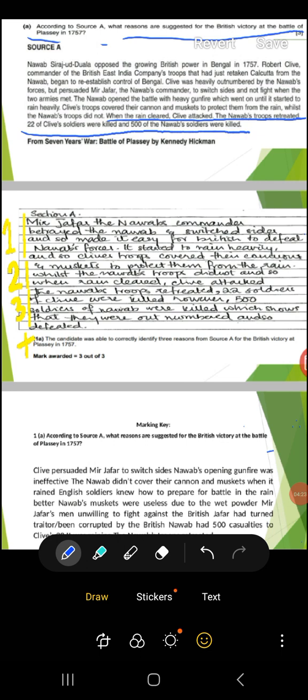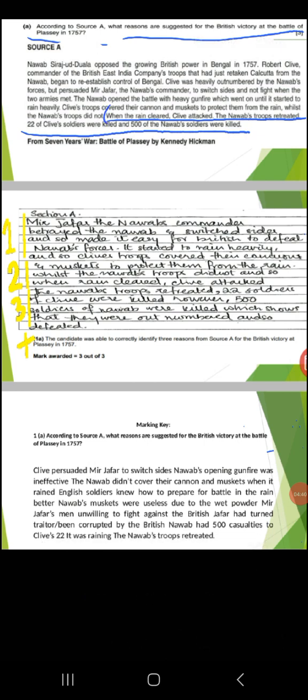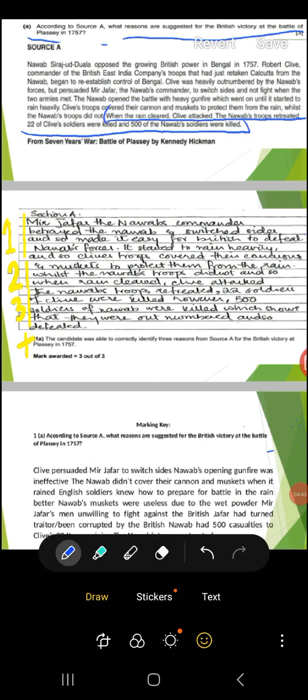When the rain cleared, Clive attacked, and the Nawab's troops had to retreat because they were on the losing side, and only 22 soldiers of Clive were killed, while 500 of the Nawab's soldiers were killed. So you see, this is the third point, and this is the first point.